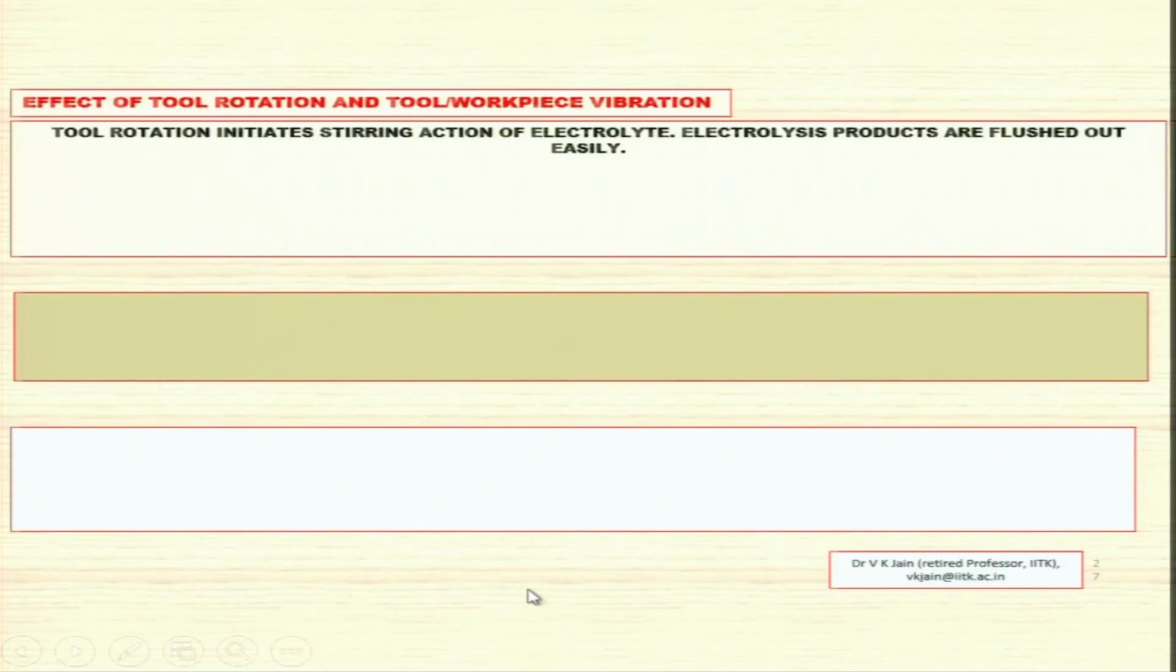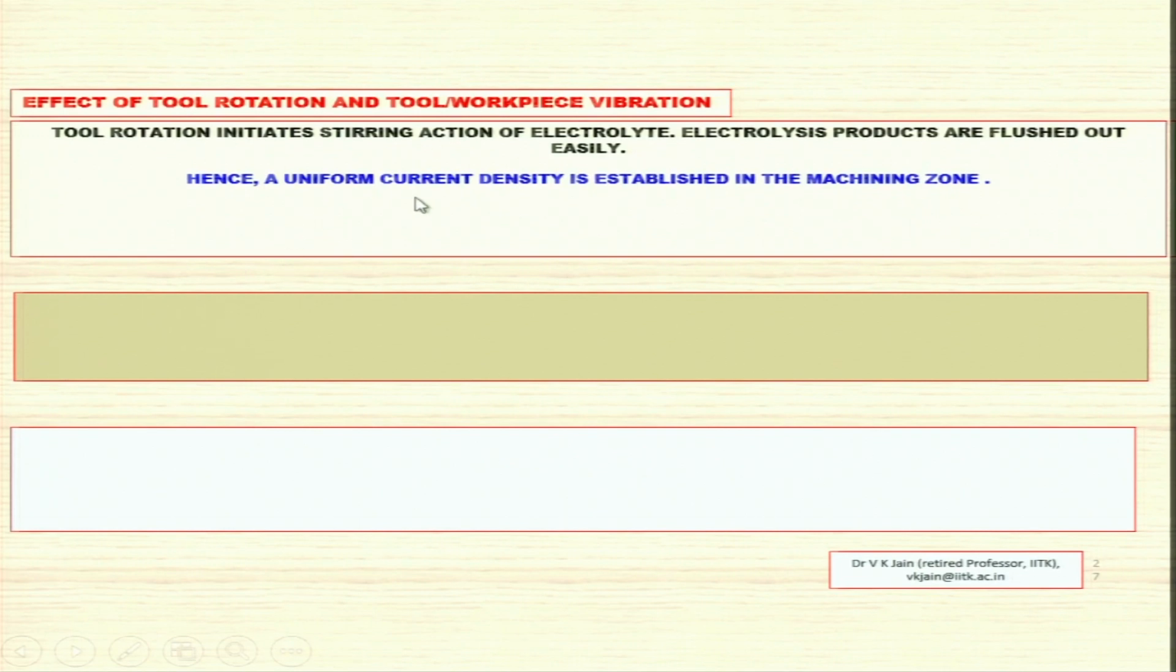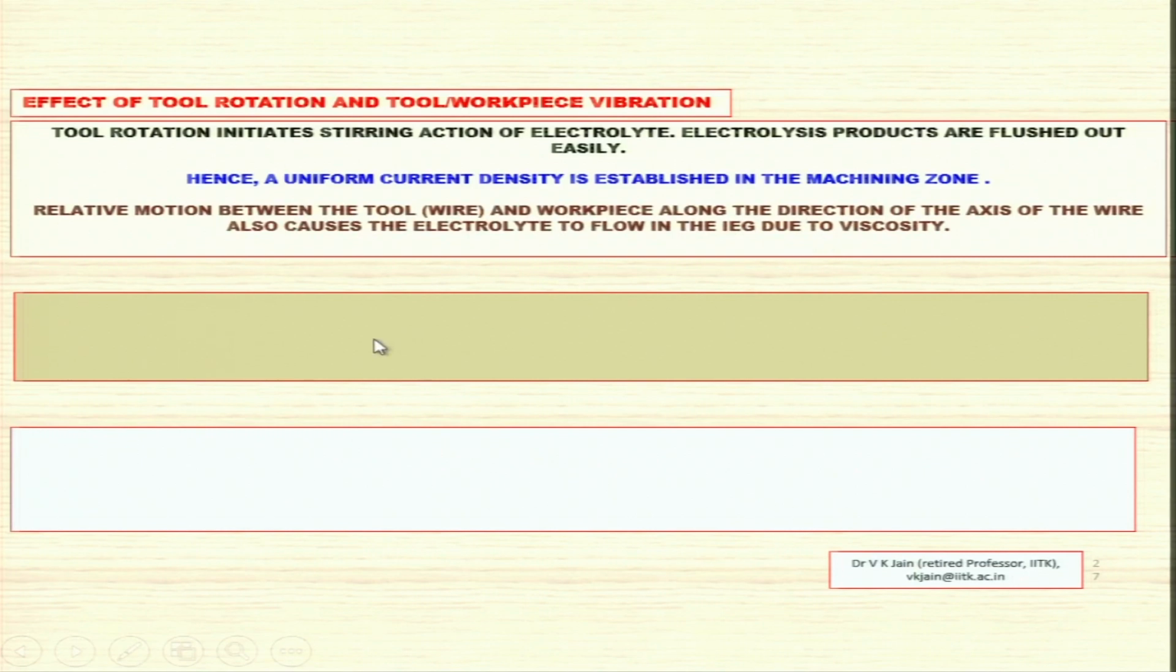Effect of tool rotation and tool workpiece vibration. Tool rotation initiates a stirring, agitating action of the electrolyte. Electrolysis products are flushed out easily, hence a uniform current density is established in the machining zone. Relative motion between the tool, that is the wire, and the workpiece along the direction of the axis of the wire also causes the electrolyte to flow in the inter-electrode gap due to viscosity.